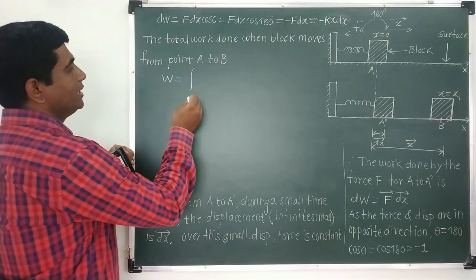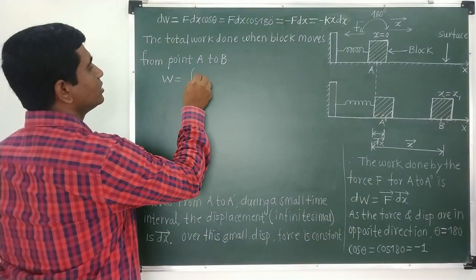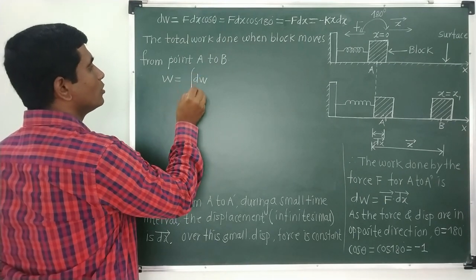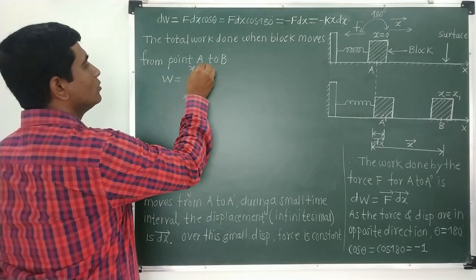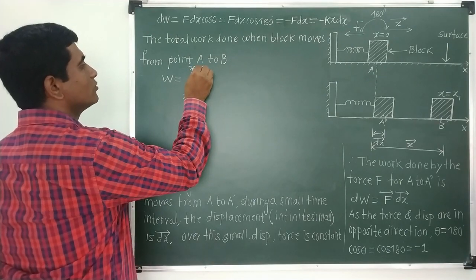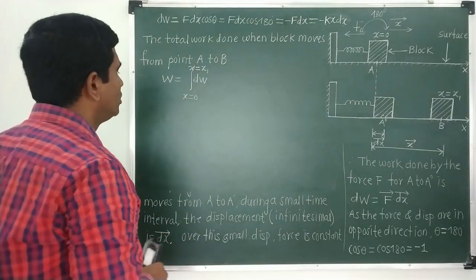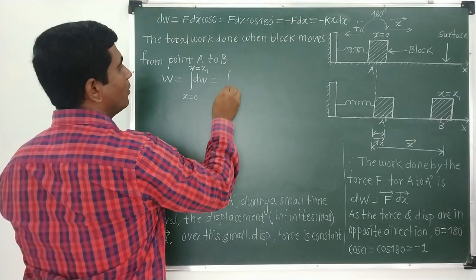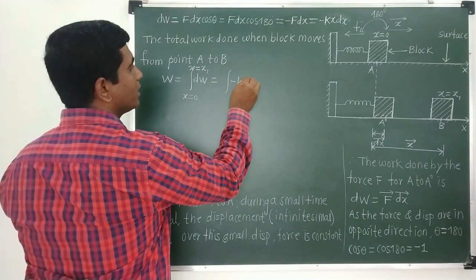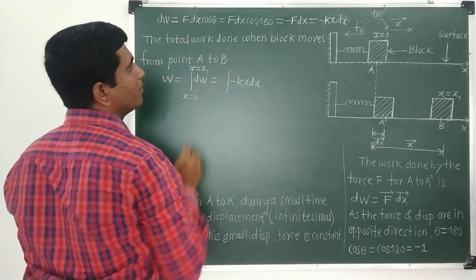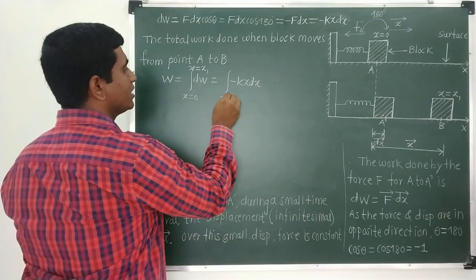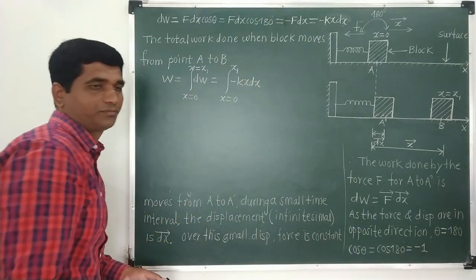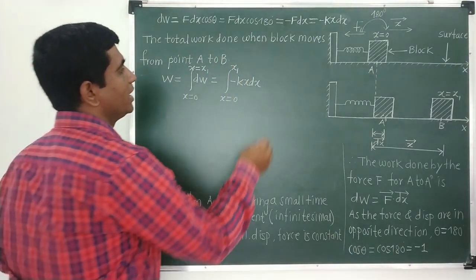So we can write it as the integral of dW from x equal to 0 to x equal to x1. And what is the value of dW? That is minus kx dx, with x going from 0 to x1.